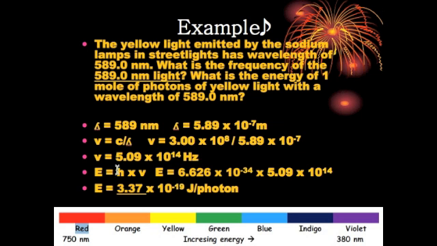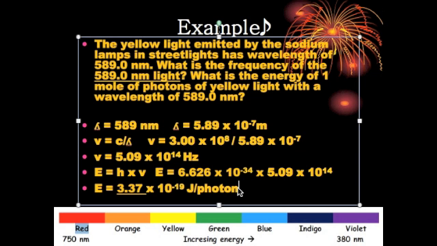Now we can insert that into the actual equation, h times v, which is energy equals 6.626 times 10 to the power of minus 34, which is the constant, times 5.09 times 10 to the power of 14, which is the frequency, and that will give us 3.37 times 10 to the power of minus 19 joules per photon, which is the energy of 1 photon.